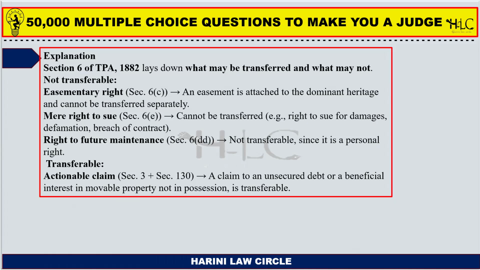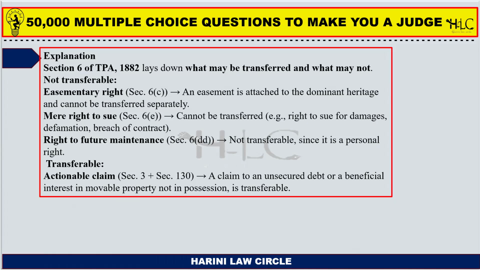Only I can sue on my behalf. I cannot make someone sue for me, so it cannot be transferred. This is mentioned under section 6, subclause (e). Right to future maintenance is mentioned under section 6(dd) and it is also not transferable since it is a personal right. You cannot transfer personal rights to anyone.